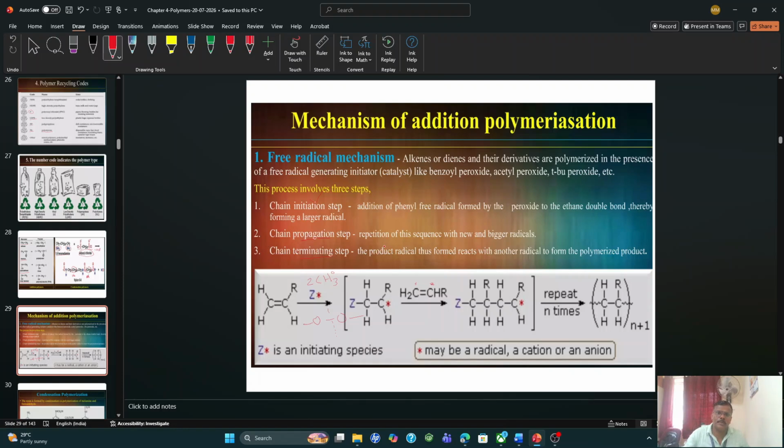What is this name? Propagation means the chain keeps on extending. Okay, and then these reactions will be repeated based on your demands.